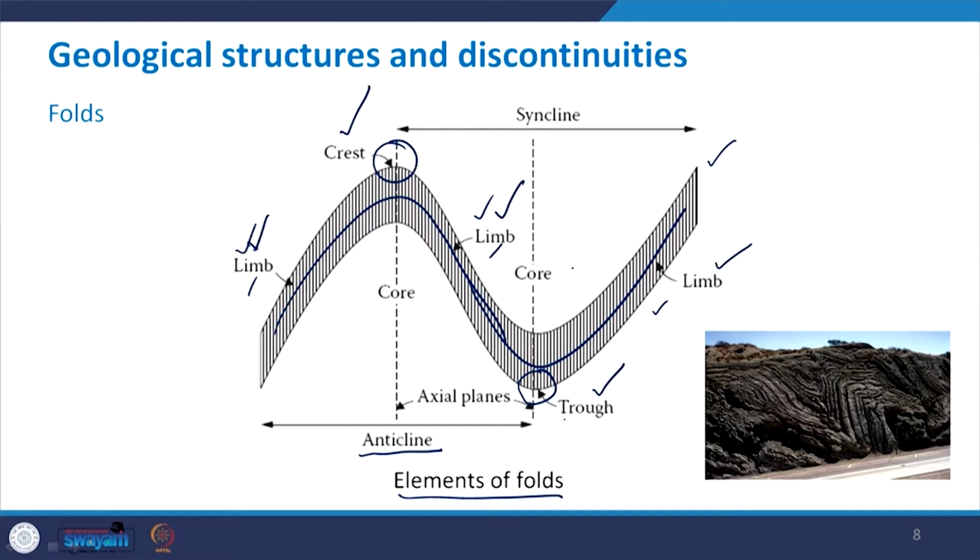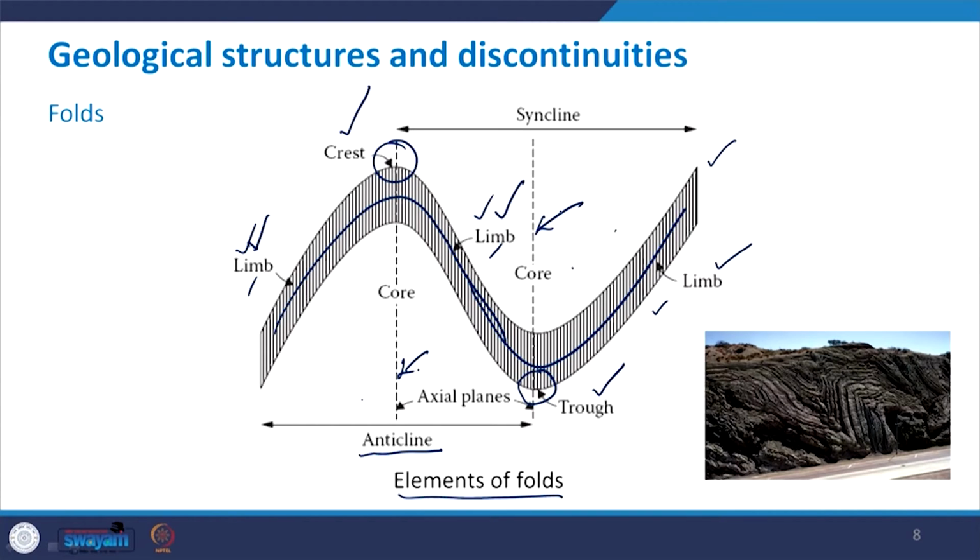Now, a reference plane that divides any anticline or syncline into two equal halves is called as axial plane. So, in this figure, there are two axial planes. One is this one, another one is this one. So, these are two axial planes. Now, the line of intersection of the axial plane and the surface of any constituent rock bed is called as the axis of fold, the inclination of which with the horizontal is called as the plunge of the fold.